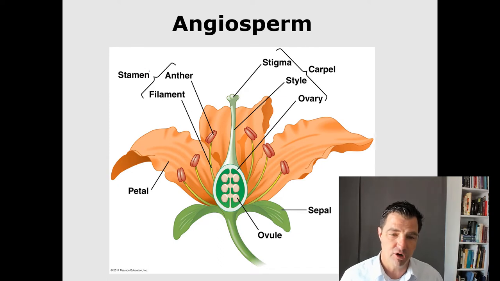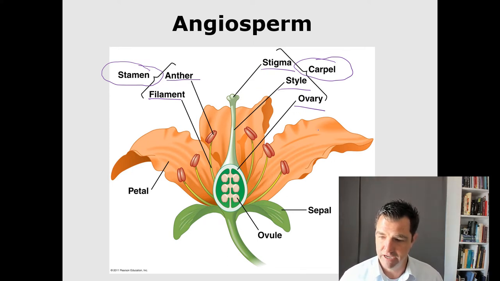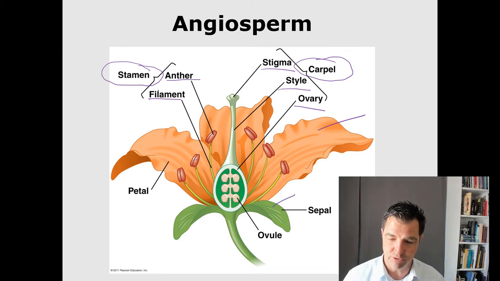So the male parts are collectively called the stamen, which consists of the anther and the filaments. And then the female parts are called the carpel, and that consists of the stigma, the style, and the ovary. There are also, on this particular one, the petals, which are often the bright colored parts of a flower, although that can vary. And then down here, those are called the sepals.